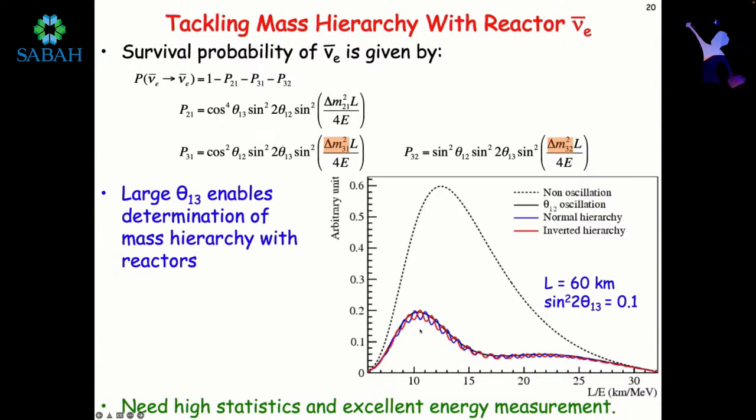Now, in this case, if we have the so-called normal mass hierarchy, meaning that the mass M3 is the largest, whereas in the inverted mass hierarchy M3 will be the lightest, then they will give rise to very different oscillation patterns due to theta 13. Therefore, experimentally, what we need to do is to measure the oscillation pattern due to theta 13 as well as we can. And then by looking at the positions of all the oscillation maxima corresponding to theta 13, we can tell whether M3 is the lightest or the heaviest mass eigenstate.